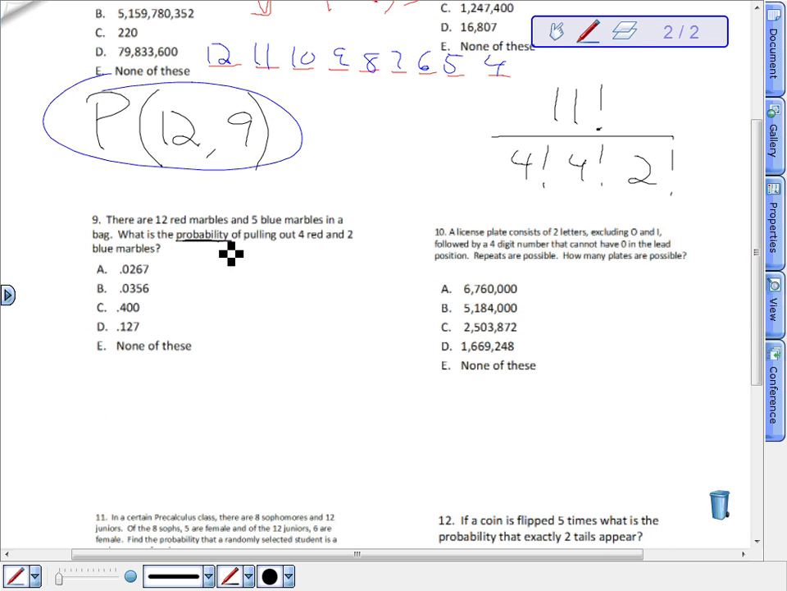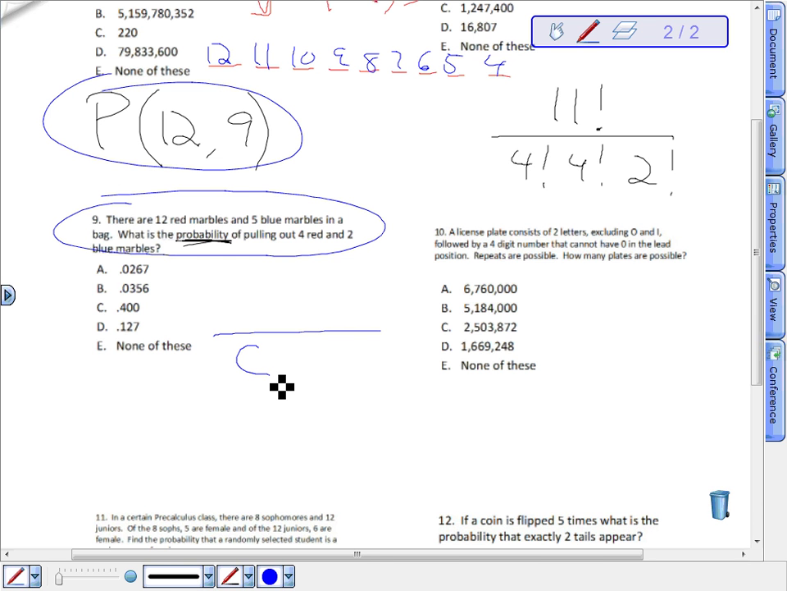All right, this is the first one that's probability. There are 12 red and 5 blue marbles in a bag. What is the probability of pulling out 4 red and 2 blue marbles? It does not matter what order. If we look at this, what order we get these things in. We're just trying to get 4 red and 2 blue marbles out, so it's a number of combinations.